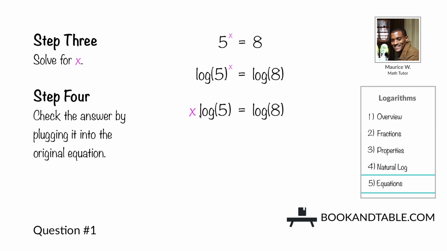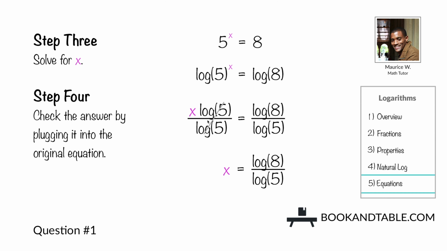And now that we brought the x down, we can solve for x by dividing both sides of the equation by the log of 5, showing us that x is equal to the log of 8 divided by the log of 5. And if you plug this into your calculator, you'll find that x is equal to 1.3.